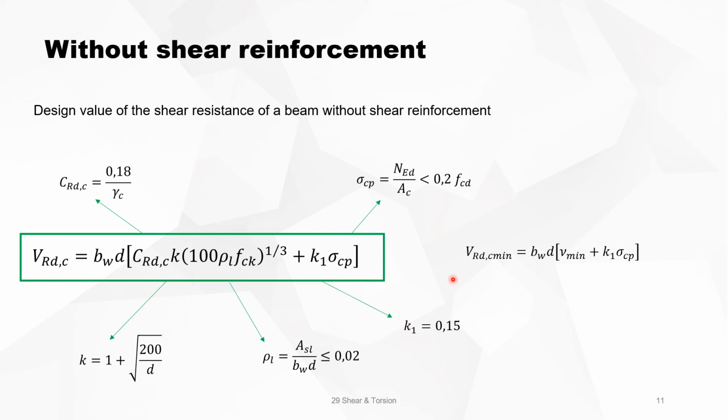There is also a minimum value, which is BWD times nu minimum, plus again K1 sigma CP, and the minimum is a function of the concrete quality and the K factor, which is defined here. So the real design value of the shear resistance of a beam without shear reinforcement is the maximum of those two: the maximum of VRDC and VRDC min.